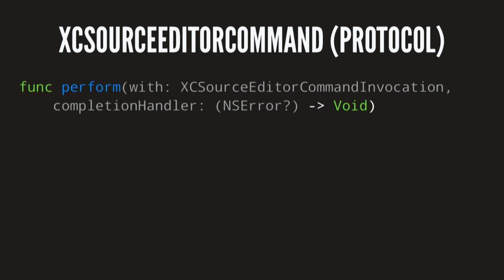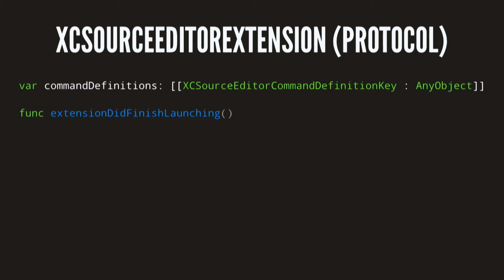We have the command that we just saw. That's a protocol where we can implement this perform function. There's the XC source editor extension, which is also a protocol. This is basically like an entry point for the extension, where we have the ability to do some work when the extension finishes launching. And we can also tell Xcode which commands are actually available via this array of arrays. We will say later what's actually in there.